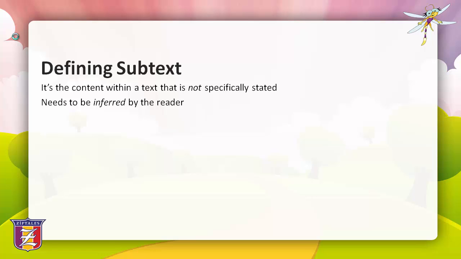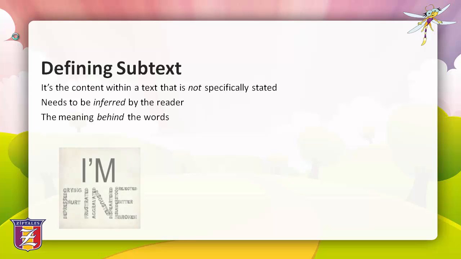Thanks, Richard. Let's start by looking at what is subtext. In literary terms, subtext refers to content within a text that is not specifically stated and needs to be inferred by the reader, the meaning behind the words. To understand the concept of subtext, we need only to reflect on experiences in our daily lives. We've all been in situations where we say things that are not true reflections of how we actually feel, or hear someone saying something that seems inconsistent with their facial expressions and body language.